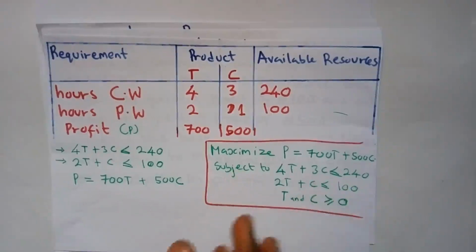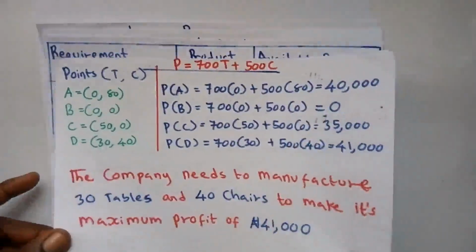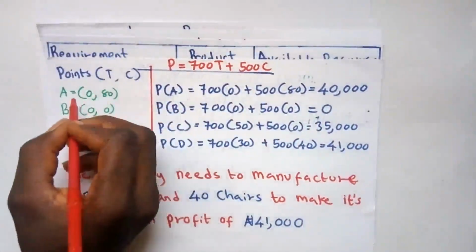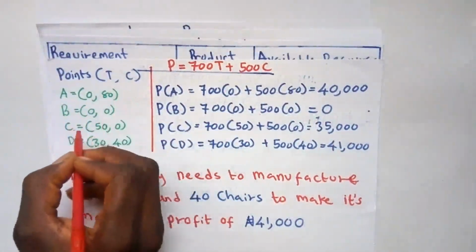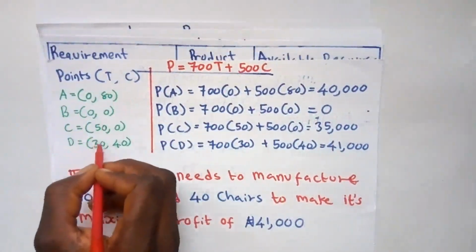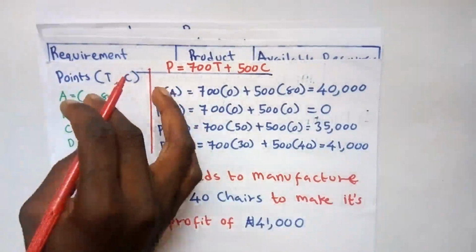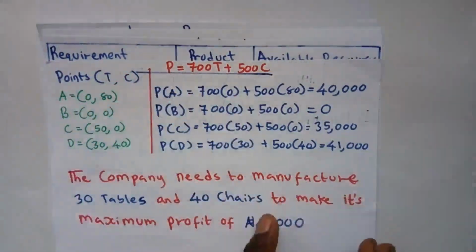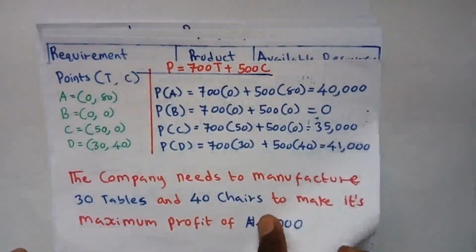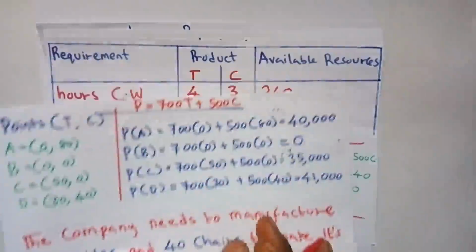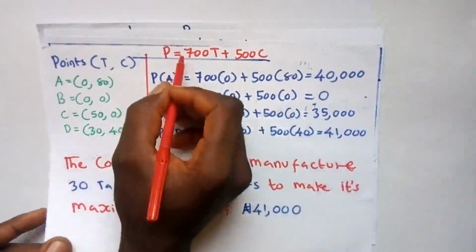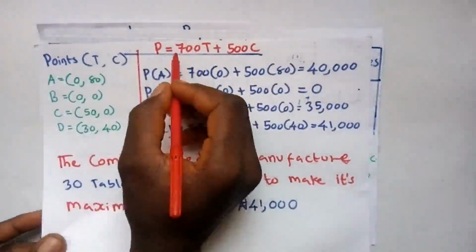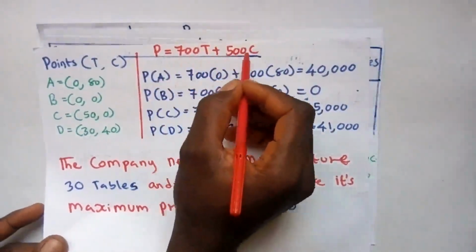So after solving this, we are going to get these points: A, 0 and 80, B, 0 and 0, C, 50 and 0, and D, 30 and 40. These are the points of the feasible region after plotting our graph. So after getting these points, we are trying to maximize. We can see that the objective function, which is P, is equal to 700T plus 500C.